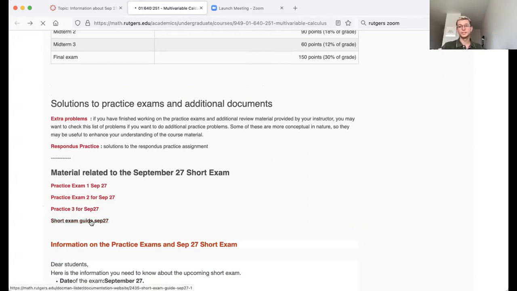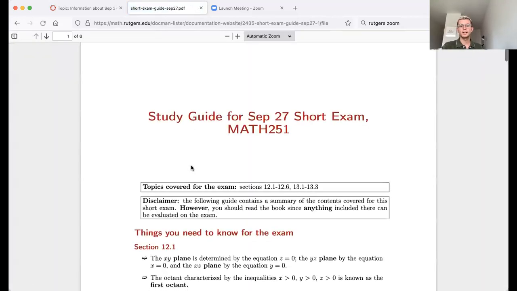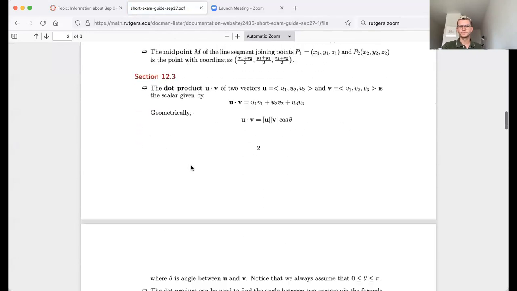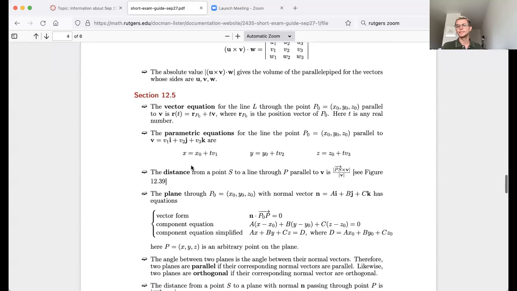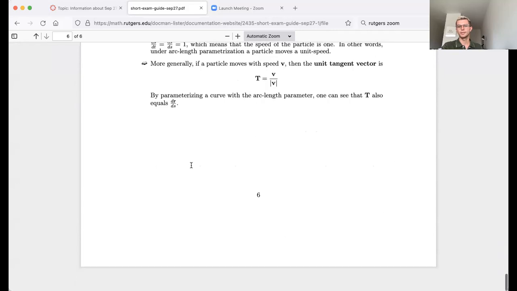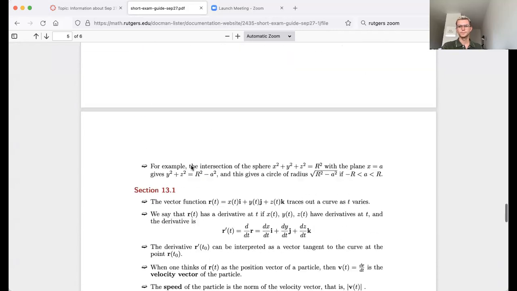And then there's also an exam guide, with a summary of the most important formulas and things like that. You can also check this out to see everything that you need to know.